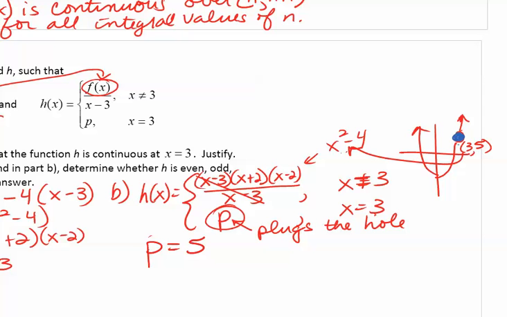Okay, so if p is equal to 5, it's simply a matter of looking at your limits, your removable discontinuity, and then looking at your remaining factors.